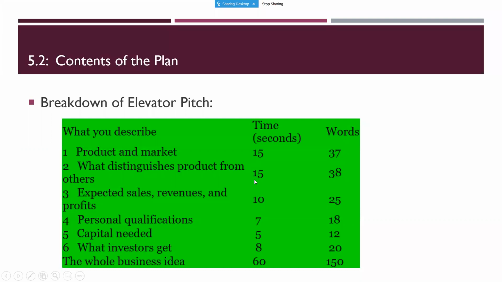And it's actually broken down in the book. This is table 5.3 from the top of page 69. Sorry for the horrible neon green, but that's the way the ebook presents the tables. So what you describe in the elevator pitch, about how many words it should take you to describe that, and about how many seconds. So the whole business idea should be able to be laid out at 150 words in 60 seconds. That is something you would have to practice over and over and over again to get just perfected.